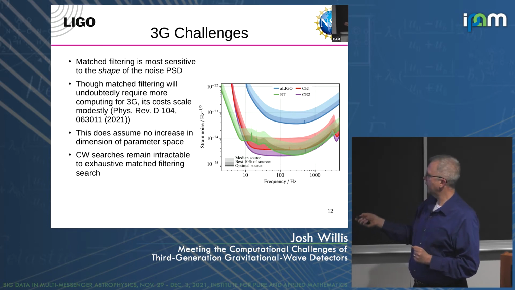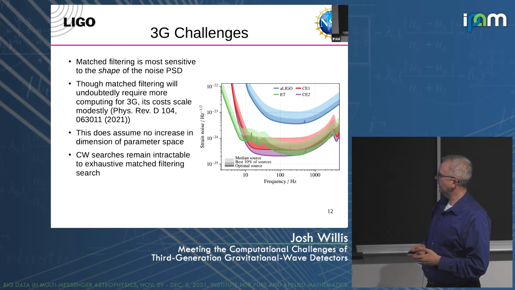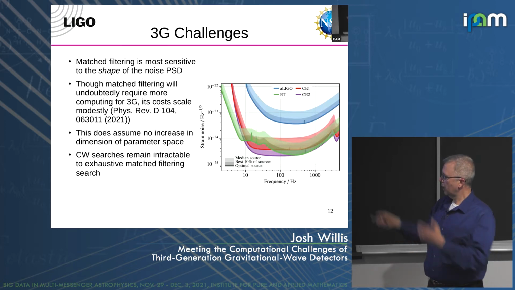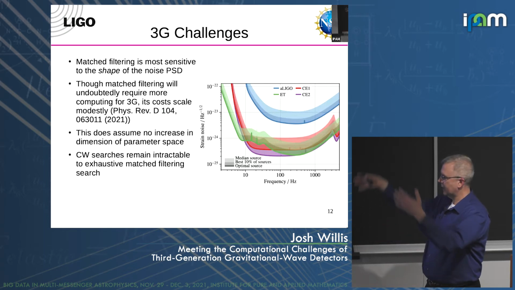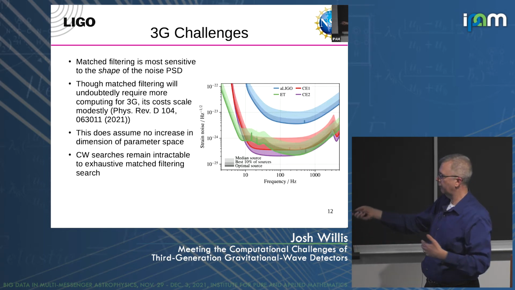So up here at the top in blue, we see Advanced LIGO, and then we see a couple of different proposals for Cosmic Explorer and for the Einstein Telescope. Of course, why they're so much more sensitive and let us see things we can't see is that they're so much lower on this plot versus frequency.